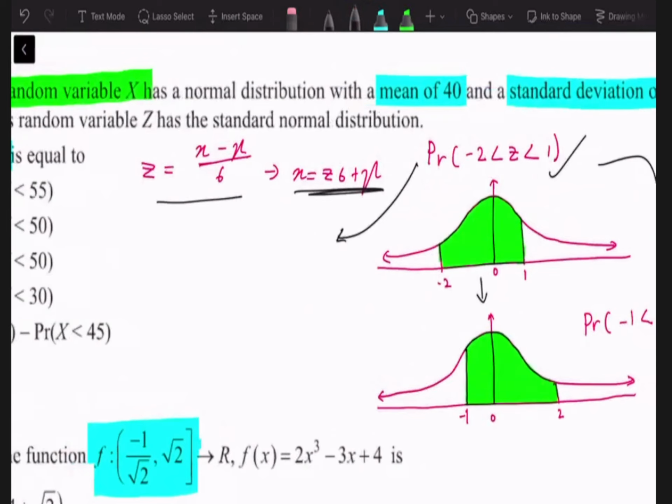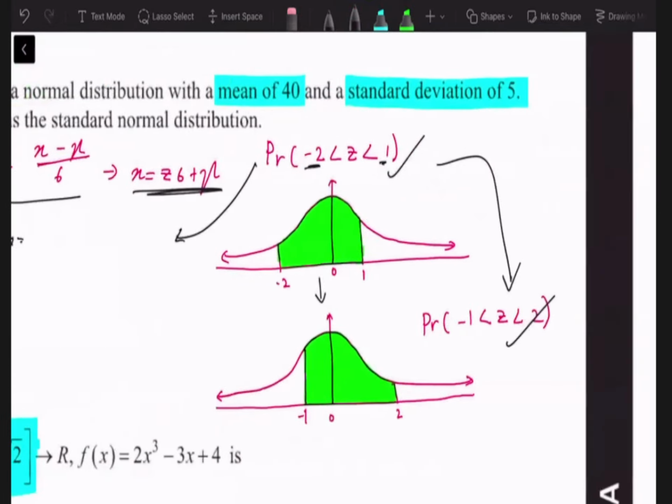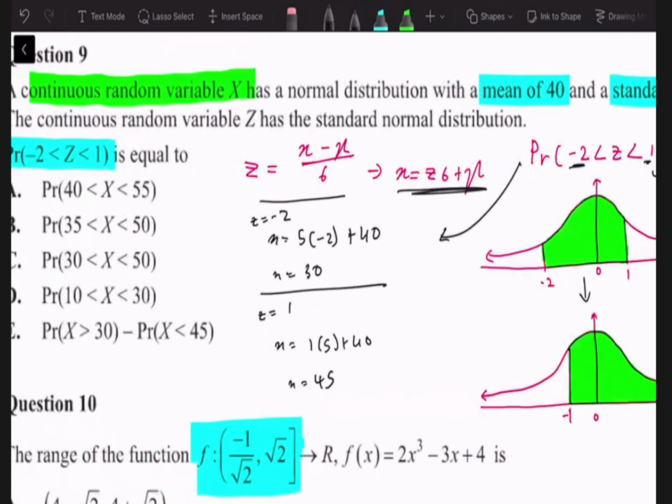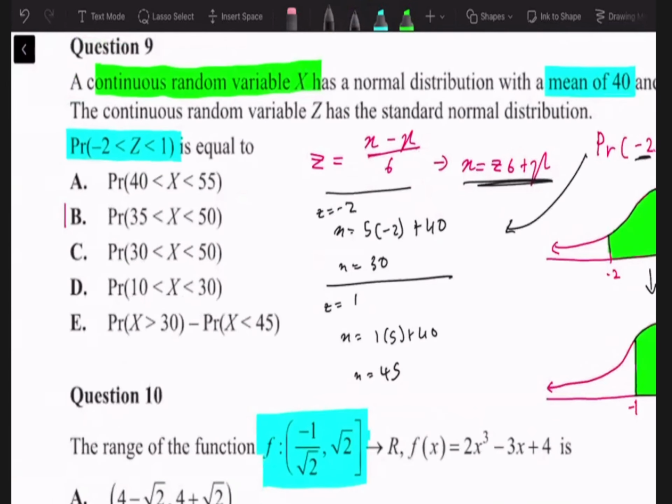I'll just try it. The first one you're going to convert as -2 and then 1. So sigma is 5, -2 times 5 plus 40, so x is 30. This is when z is -2. And when z is 1, x is 1 times 5 plus 40, so x is 45. Yeah, so it didn't work. As you can see, none of the options are the probability of x between 30 and 45.